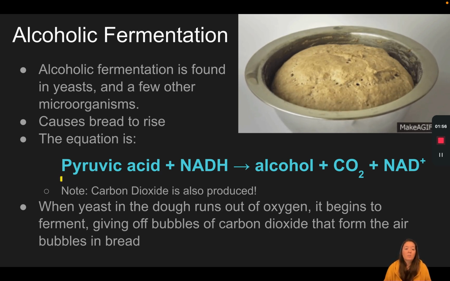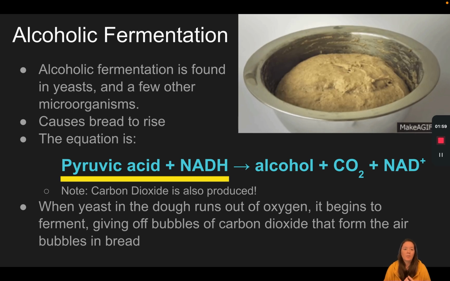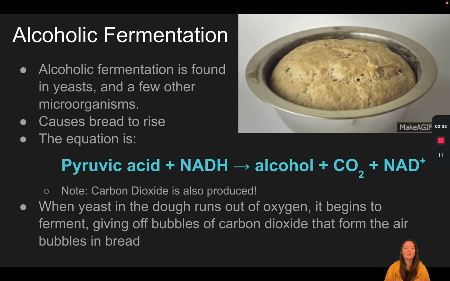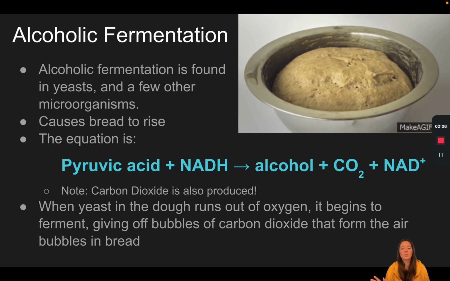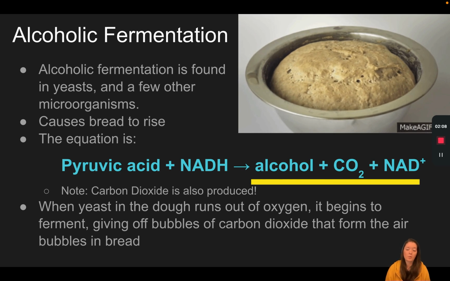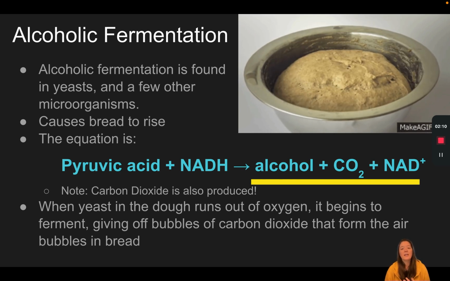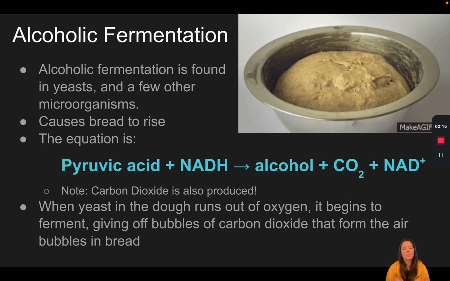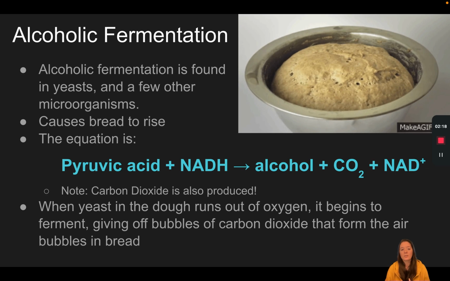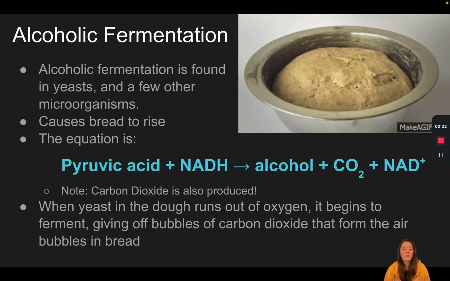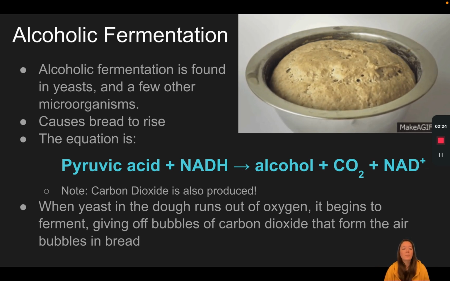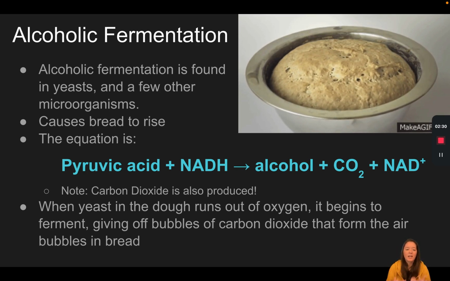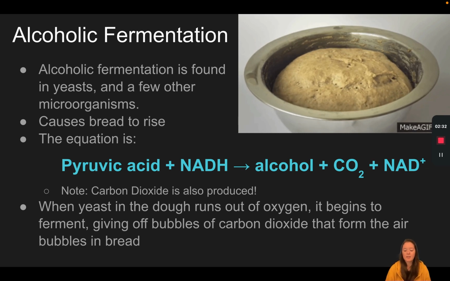During alcoholic fermentation, we take the pyruvic acid that came from our glycolysis plus the NADH that comes from glycolysis, and it's a reaction that then turns it into the products of alcohol, because it's alcoholic fermentation, carbon dioxide, and the NAD plus, which we need. We need that NAD plus to go back into glycolysis to create more ATP for this organism. When yeast in the dough, if we're talking about bread, runs out of oxygen, it begins to ferment, giving off bubbles of carbon dioxide. That's what gives bread its very airy, bubbly texture on the inside.